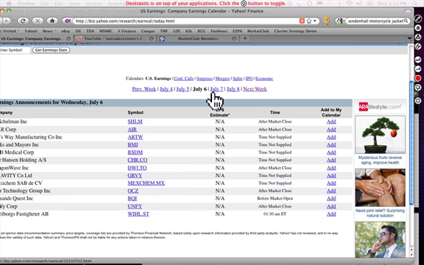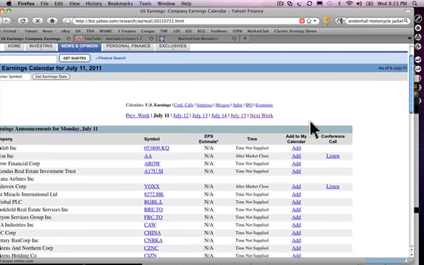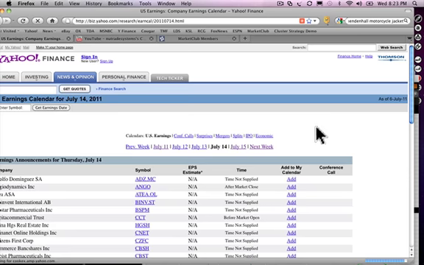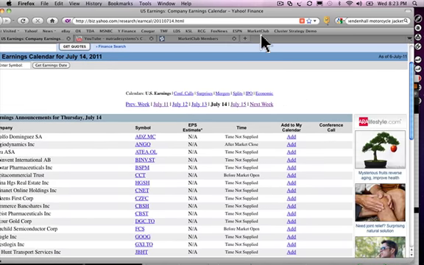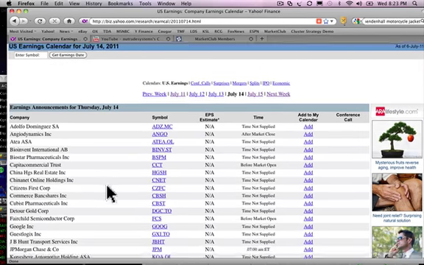Now, I always look right about now. I'm looking 2 weeks ahead, and I'm looking at some of the stocks that are getting ready to announce next week. So let's go next week. Expiration day is the 15th. Let's just look and see which stocks are coming up. I'm going to click on July 14th, and let's just see a couple things. Okay, I've got to be quick here.